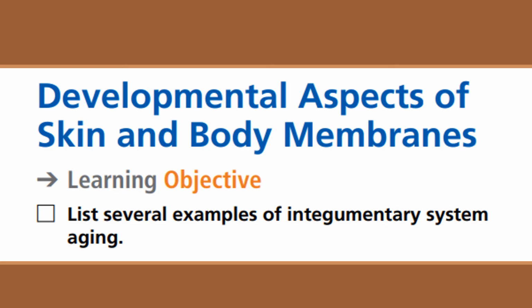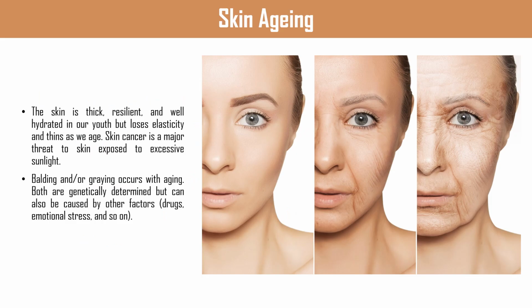Next, we are going to look at developmental aspects of skin and body membranes. We're going to list several examples of the integumentary system and aging. Skin aging. The skin is thick, resilient, and well hydrated in our youth, but loses elasticity and thins as we age. Skin cancer is a major threat to skin exposed to excessive sunlight. Balding or graying occurs with aging. Both are genetically determined but can also be caused by other factors such as drugs, emotional stress, and so on.